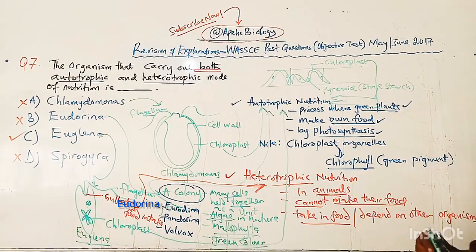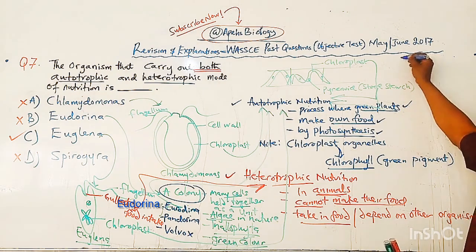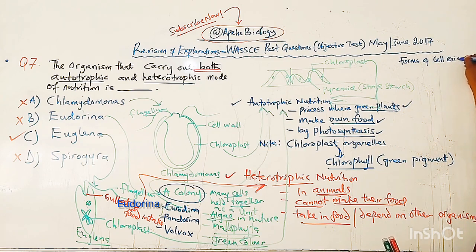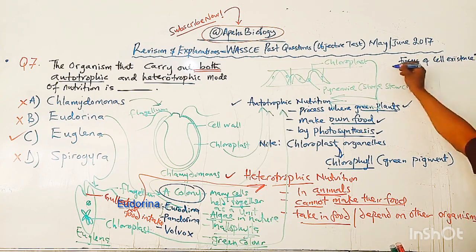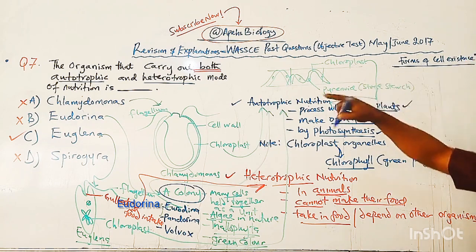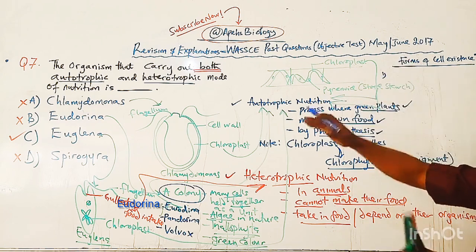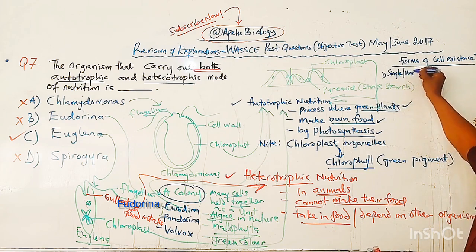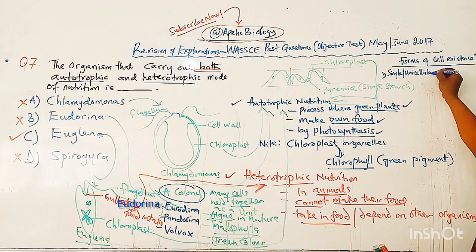Now, the point I want to make is something unique I want to unleash: these organisms that are listed here, especially this list of organisms, you can use them to understand forms of cell existence. I'm unleashing something here now. Forms of cell existence. If you look at it, some cells by their nature can exist as single or unicellular organisms.